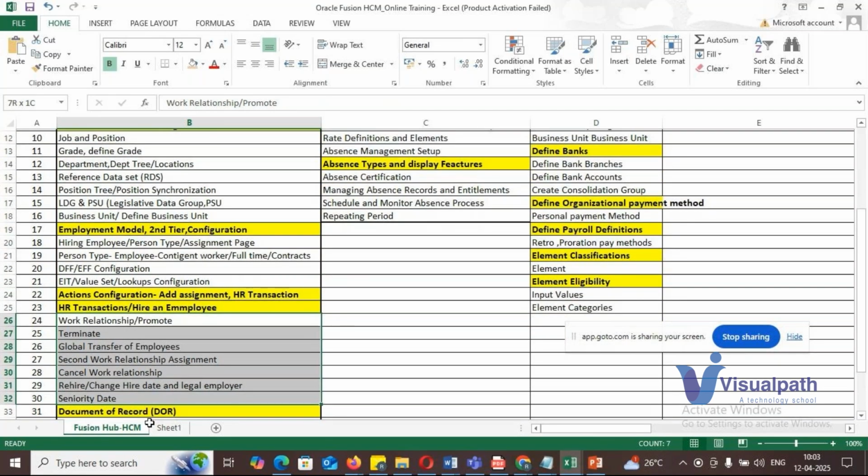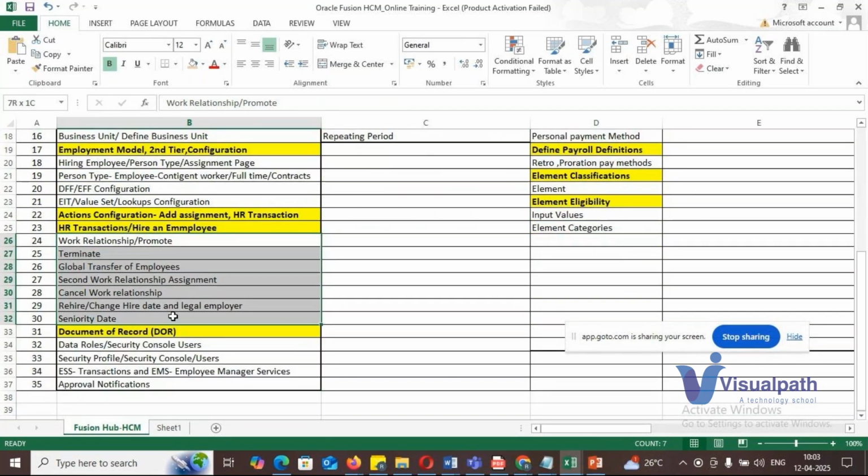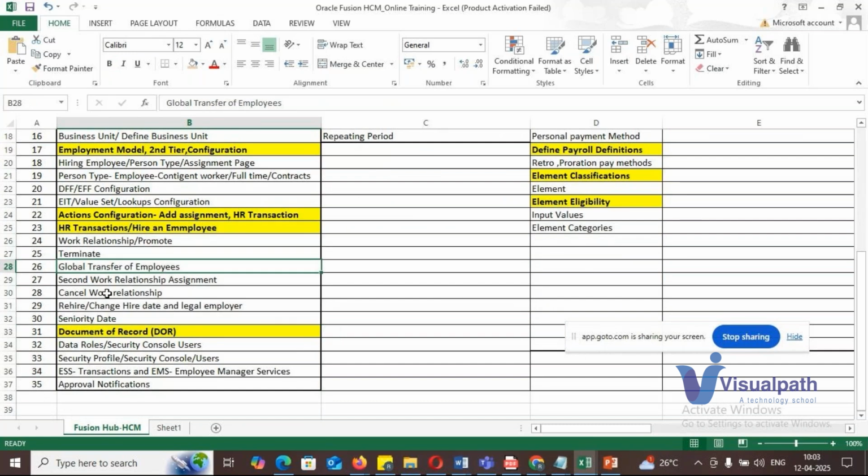So how do people generally work in HR transactions? Okay, like hiring the employee and assigning the task, and time tracking and everything, and rehire, seniority date, and document of record of the person. So how can we do the configuration? Then we'll go for the approval.